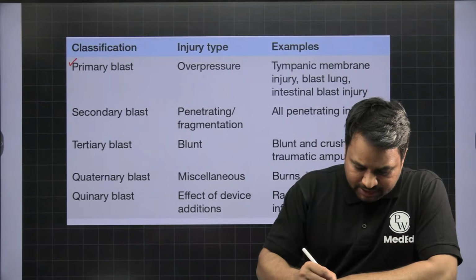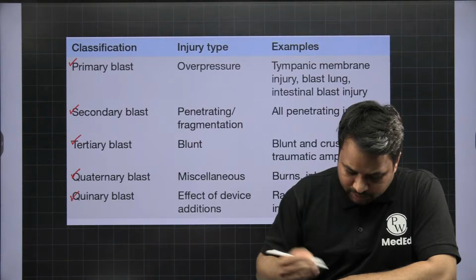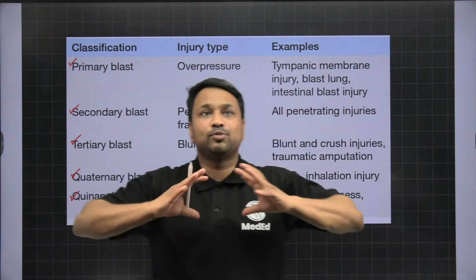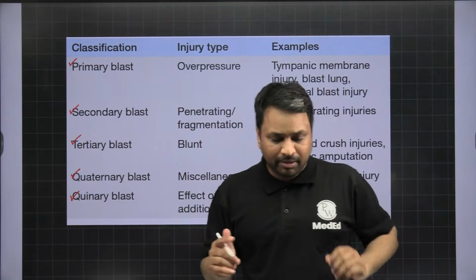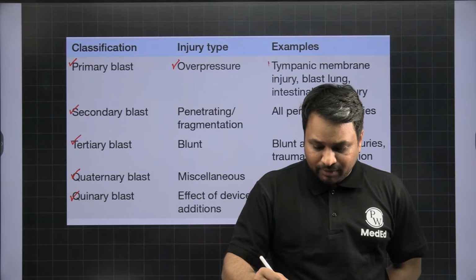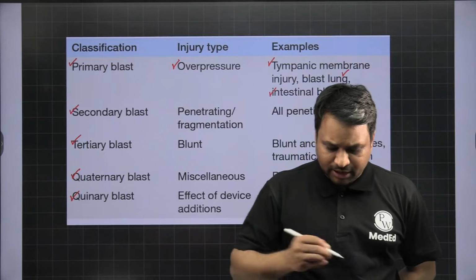There's a primary blast, there's a secondary blast, there's a tertiary blast, there's a quaternary blast, and there's a quinary blast, right? Now, what is a primary blast? When the bomb is going to explode, it is going to create shock waves. The injury due to shock wave is called a primary blast injury, which is called an overpressure. These are the sites where you have tympanic membrane, lung injuries, and intestinal injuries can occur.